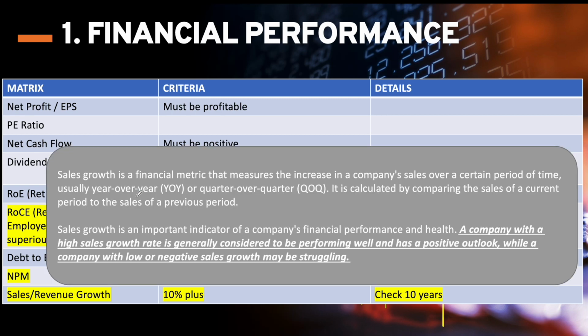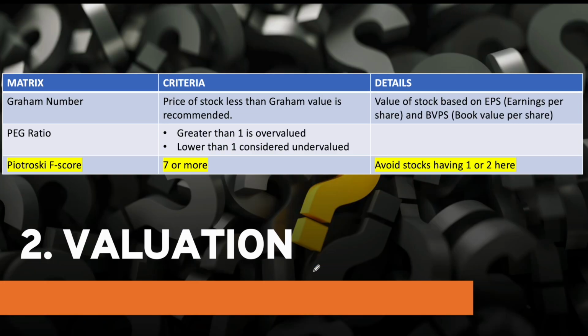Okay, so we already saw the sales growth. A company with a high sales growth is generally considered to be performing well and has a positive outlook. Another company which is having a low sales growth may be struggling. That's what it means. Now, this is the second category which I have put here, which is the valuation.